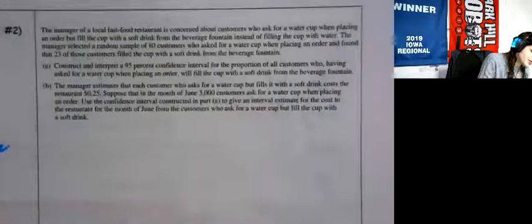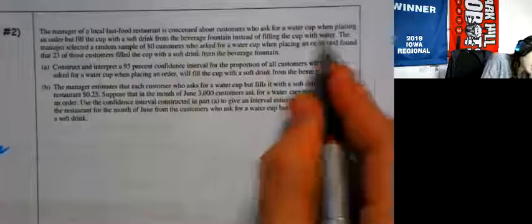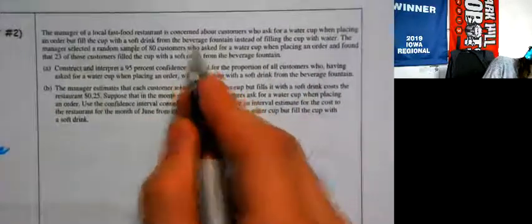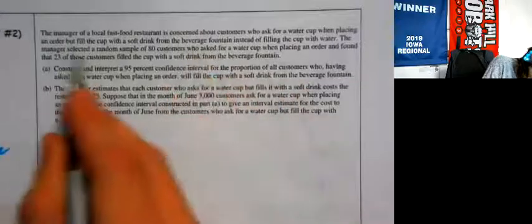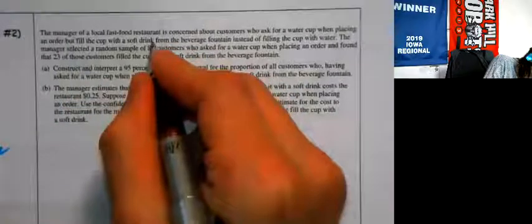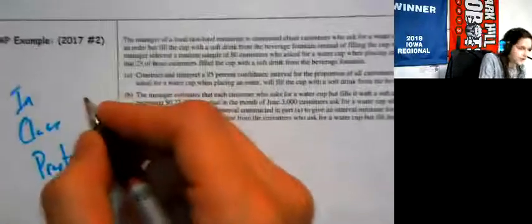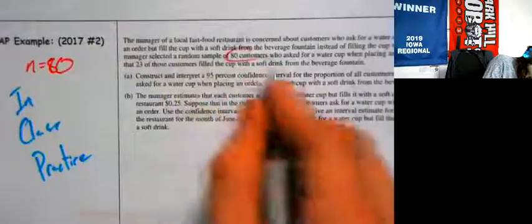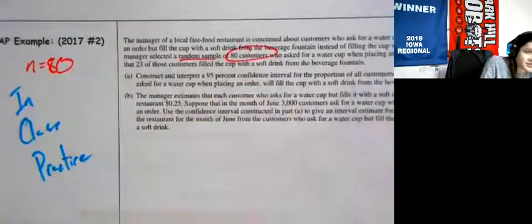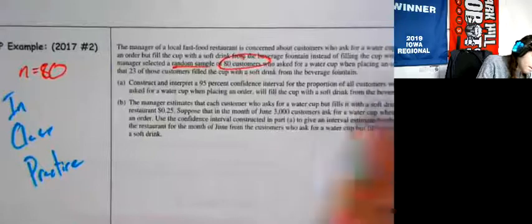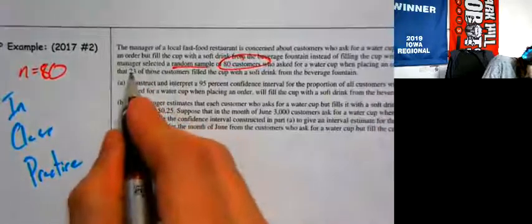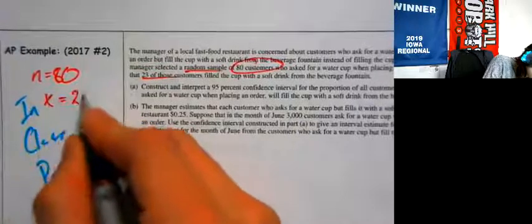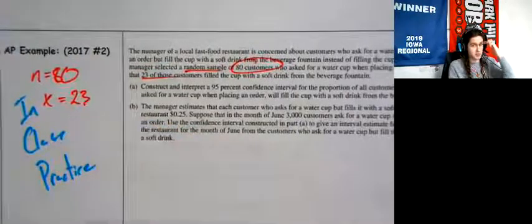Manager of a local fast food restaurant is concerned about customers who ask for a water cup, but then fill it with soft drink. Not a problem in the time of COVID. The restaurants are closed. The manager selects a random sample of 80 customers. Okay, I'm going to circle 80, or maybe out to the side, I will write n equals 80 customers. Told it was a random sample. That's nice. Found that 23 of those customers filled the cup with soft drink. So we'll call x is 23. x would be the number of successes, the number of people that said yes here.